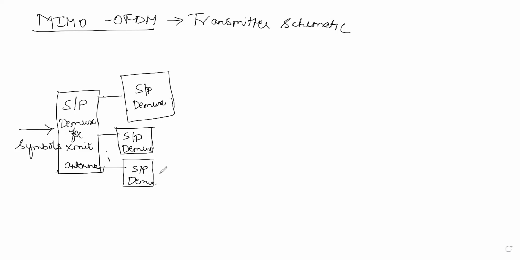We are going to consider some T number of transmit antennas. If there are T transmit antennas, then you will have T serial to parallel demux. The output of this serial to parallel is further passed on to another serial to parallel. Now if you see each path, it is going to have the OFDM technology over here.